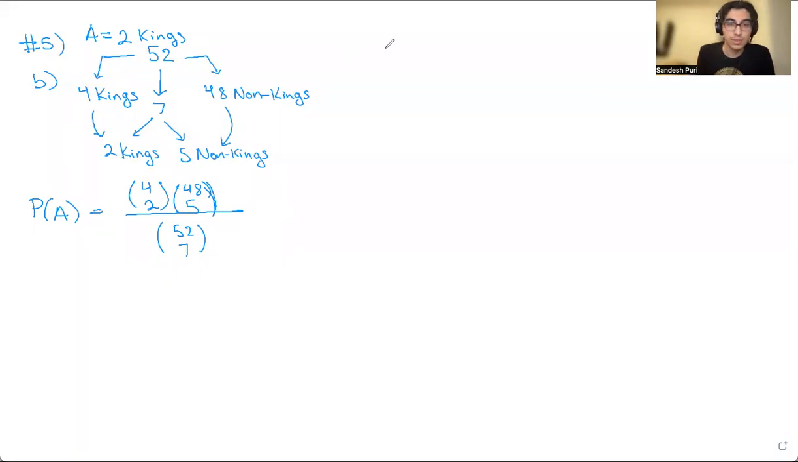Now, finally, let's move on to question 3, or C. So in this one, we're looking for the probability of getting exactly 3 aces or exactly 2 kings. Or both. Well, what does that mean?